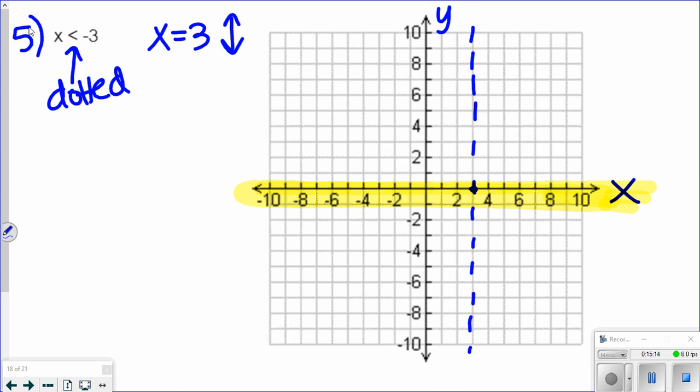Our inequality says all x values less than -3. So is 10 less than -3? No. Is 7? No. So I'm not going to shade to the right. I am going to shade towards the left because 0, oh, I screwed this up. I graphed at a +3 instead of a -3. So, good thing I caught my mistake before I confused you entirely. Hopefully you caught it before I did. There's a -3 here.